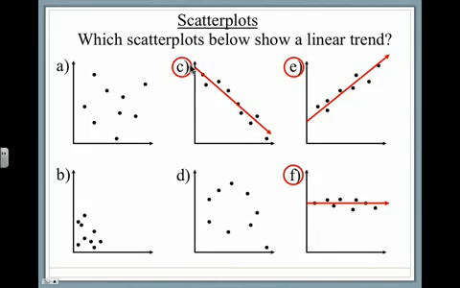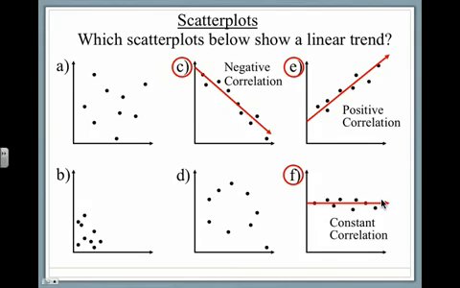Since as the independent variable increases, the dependent variable decreases here, this would be an example of negative correlation. And this one, as one variable increases, the other increases as well, so this would be positive correlation. And since as one increases, the other variable stays constant, this is called constant correlation.